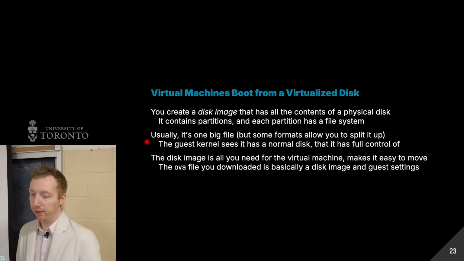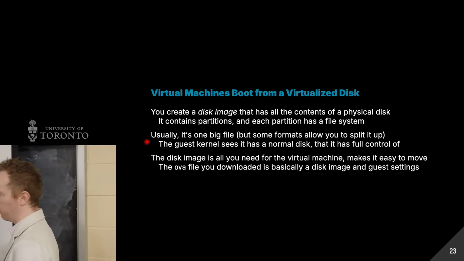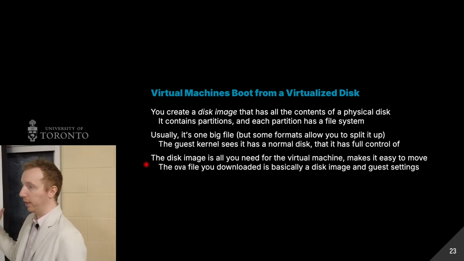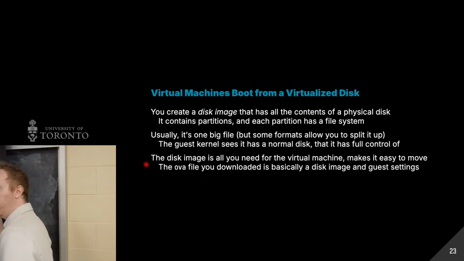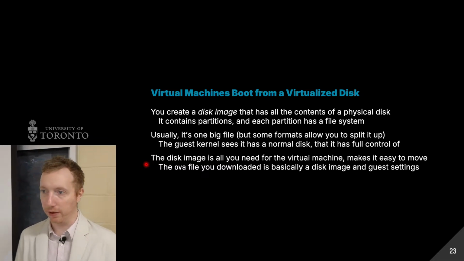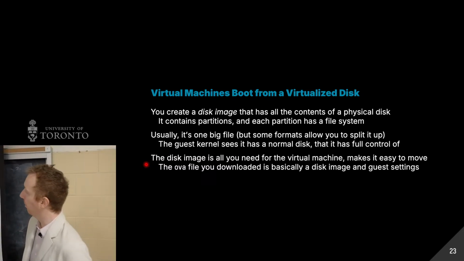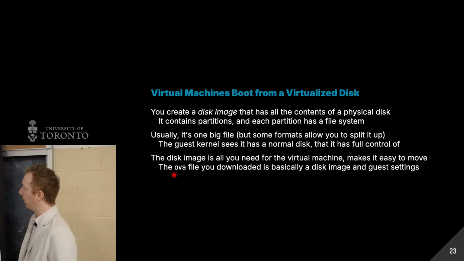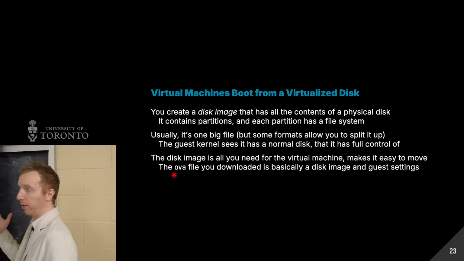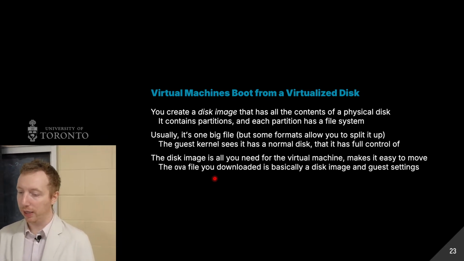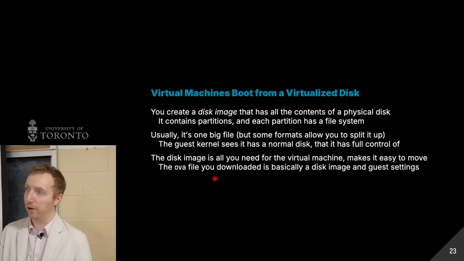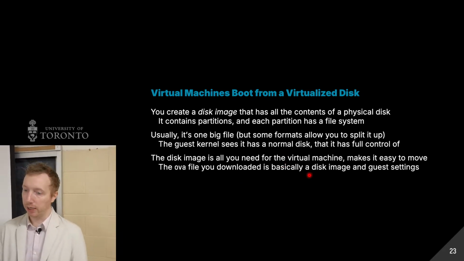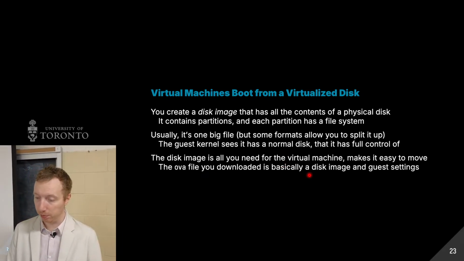And the guest kernel sees this as a normal disk it has full control over. That disk image is all you really need for a virtual machine. So if I wanted to let you run the web server that's grading your code, I just give you the disk image and say, go ahead, run this, boot it up, and you can go ahead and modify it as you wish. So it makes it easy to move. If you're using VirtualBox or something like that, there are OVA files that represent the virtual machine. Basically, they're just a disk image and a whole bunch of guest settings, like how many CPUs there should be by default, how much memory there should be, but like 99% of it is the disk image. That's the only important part.